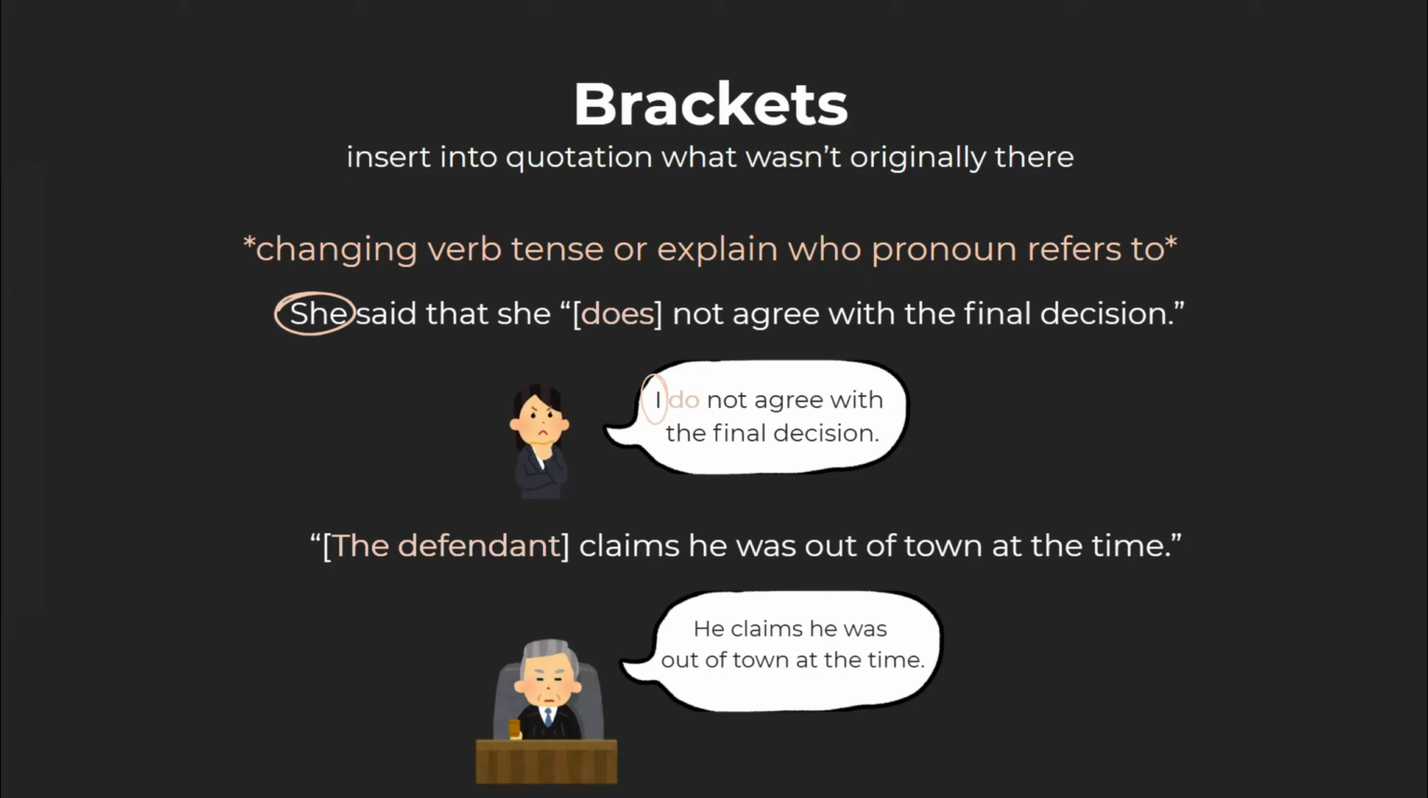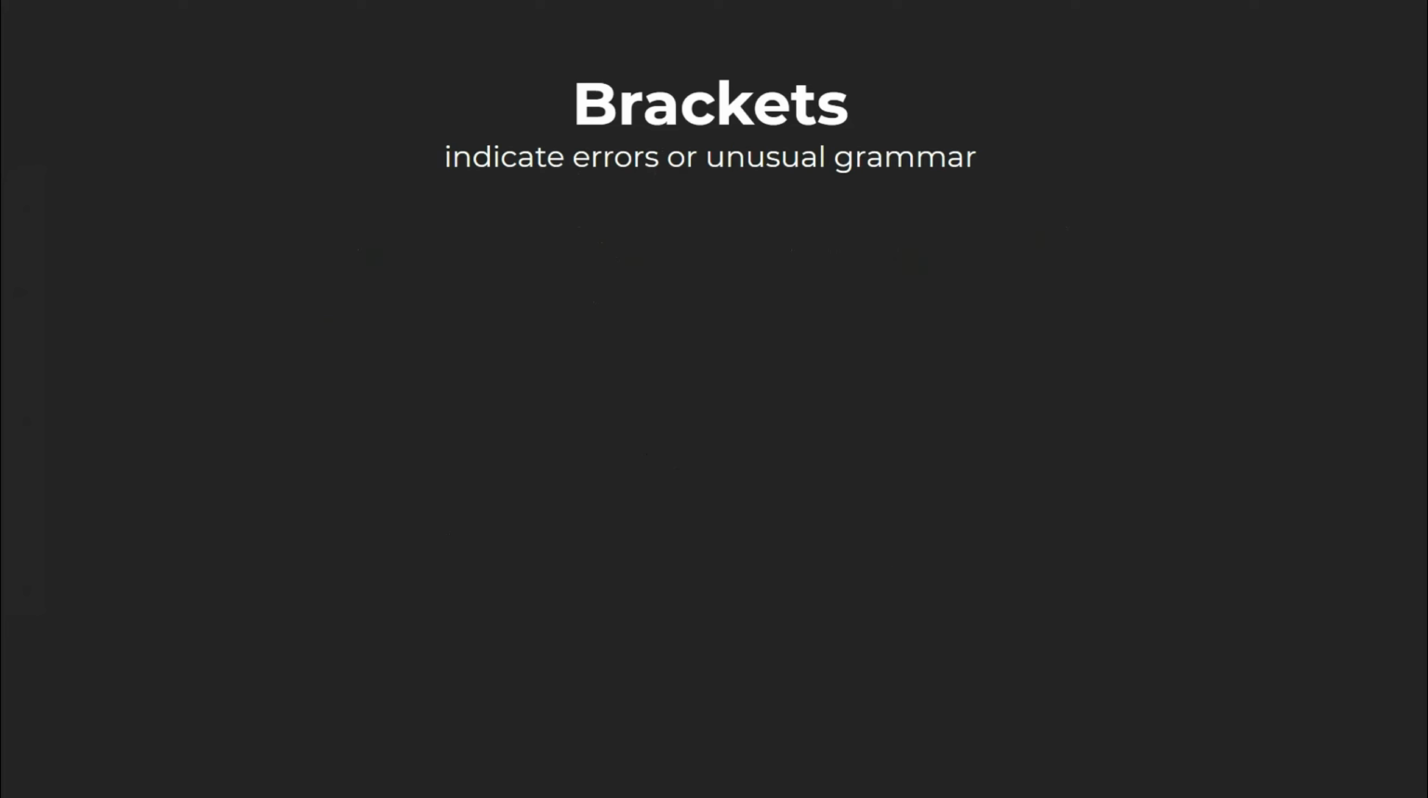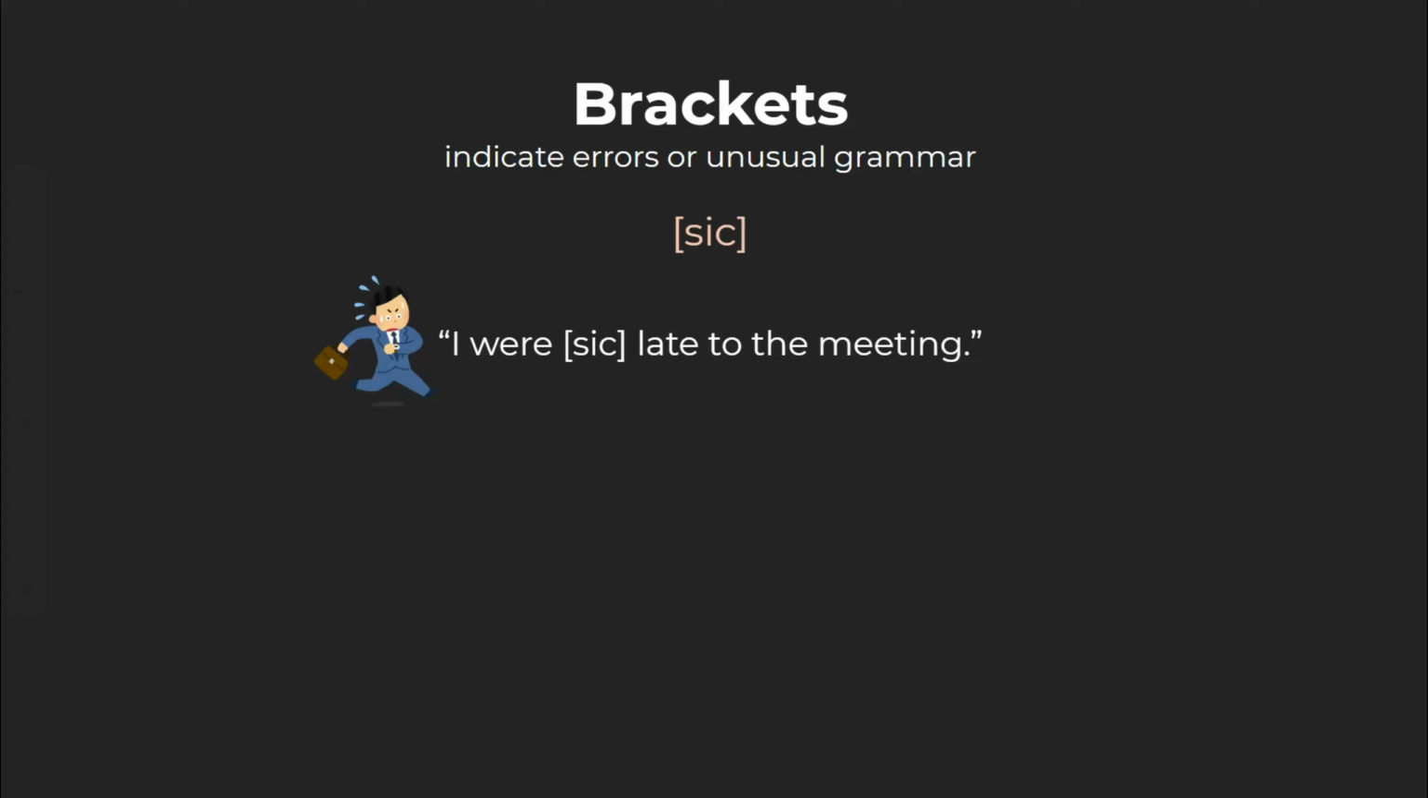Another use of brackets is to indicate errors or unusual grammar in quoted text. In that case, you might see "sic" written inside the brackets, showing that the error was in the original and hasn't been corrected. For example, "I were [sic] late to the meeting." Of course, "I were" is incorrect, and the sentence should say "I was." The usage of "sic" in brackets shows us that the writer is indicating he's aware of the mistake but wants to record the text as accurately as possible.